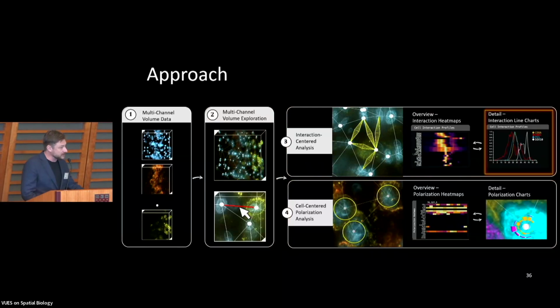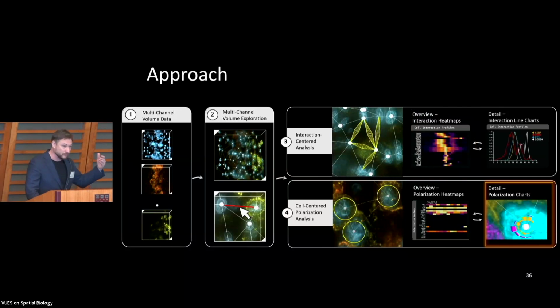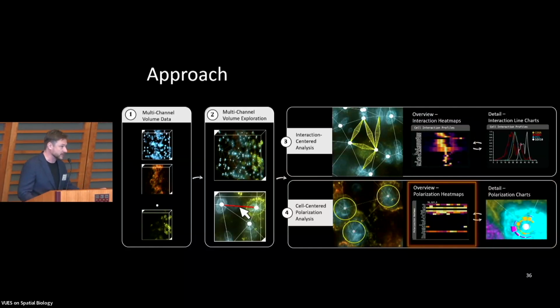Now, for the interaction analysis, when we look at only a few channels, we can express that with line profiles. But when we look at many channels, that gets a little cluttered. So we choose a more clutter-free, more compact representation as a heat map. For the polarization, we can show that directly in the image space. But again, when we have many channels, we have a lot of these orbits, and that overlaps a lot of the volume. So we can also present that as a heat map where we unroll this radial chart into a heat map.